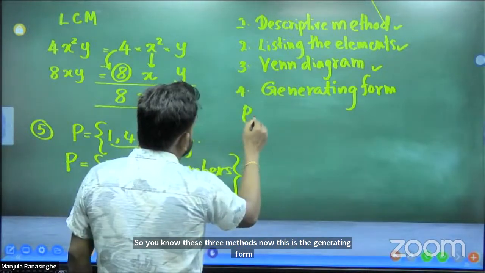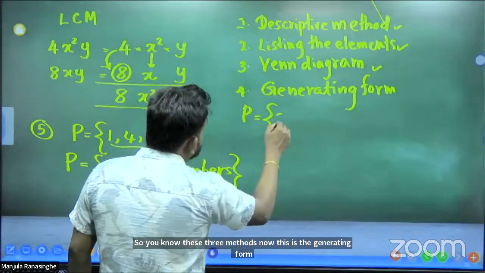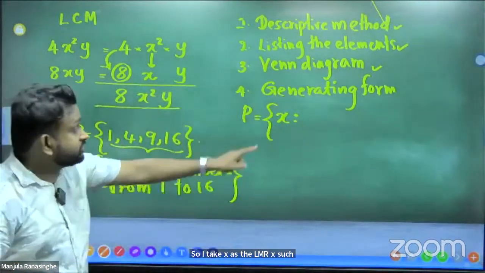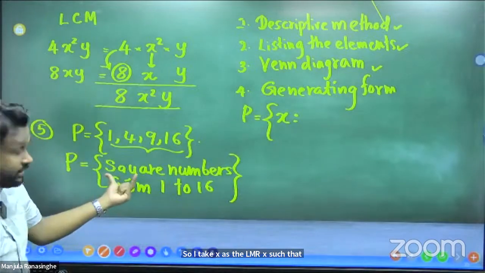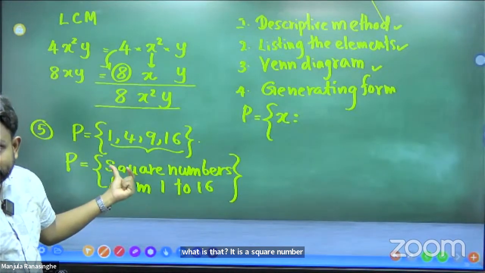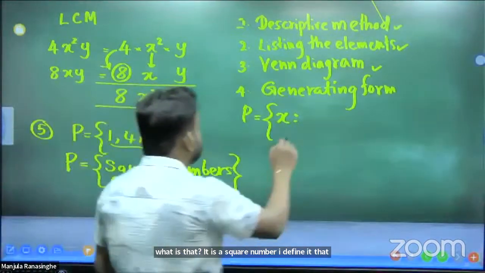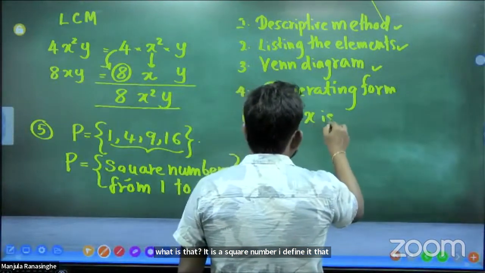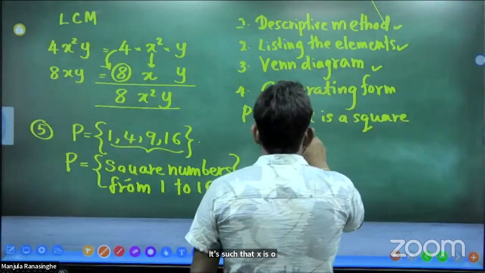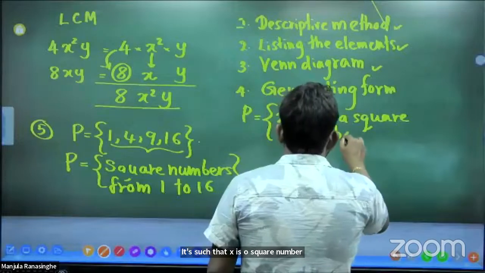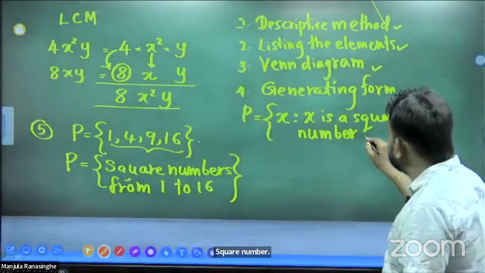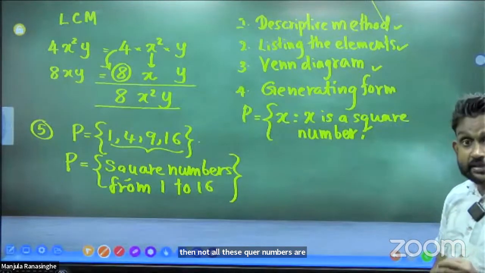I write P equal, right. So I take x as the element, x such that, this is two dots, x such that, what is that? X is a square number. I define it that x is a square number. Then not all the square numbers are there. Then I put a comma, so I apply the range.